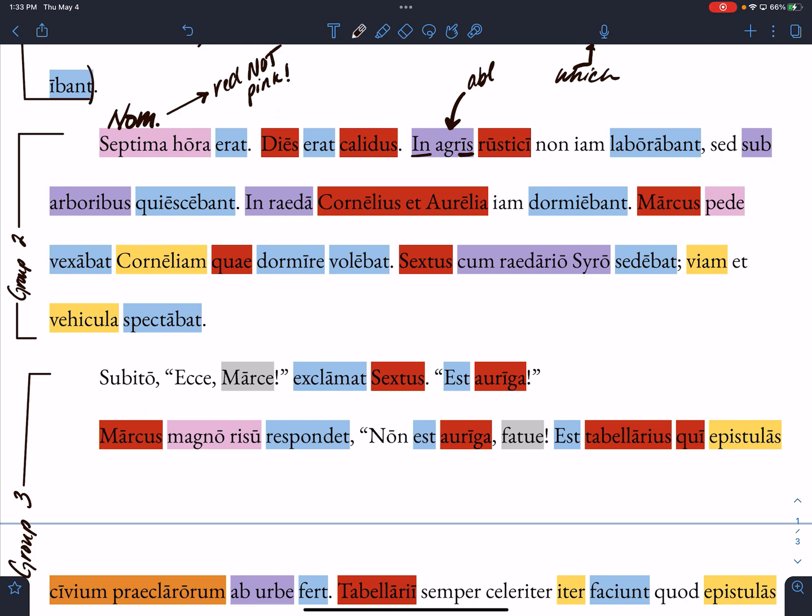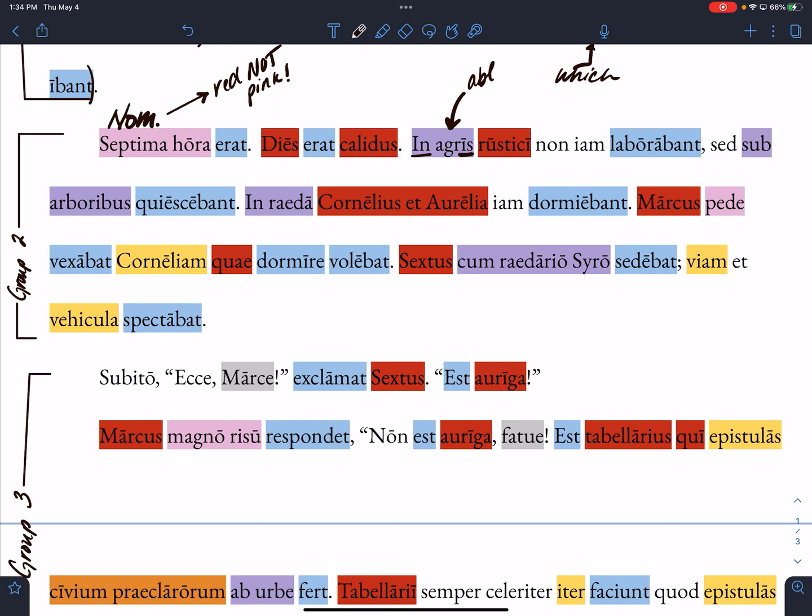Good. They were no longer working in the field. Who's they? The peasants. Yeah, the peasants were no longer working in the fields, but resting under a tree. Okay, careful. Under a tree or under trees? Trees, right? Let's think that through.